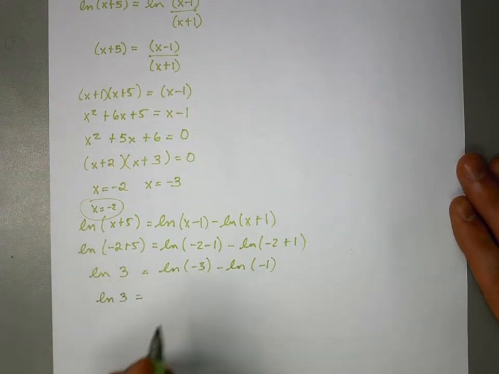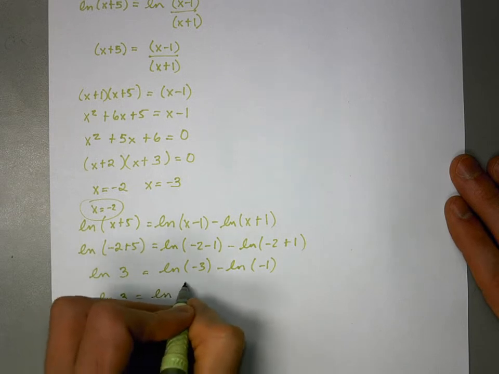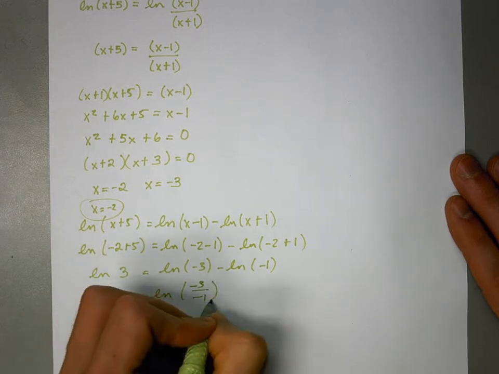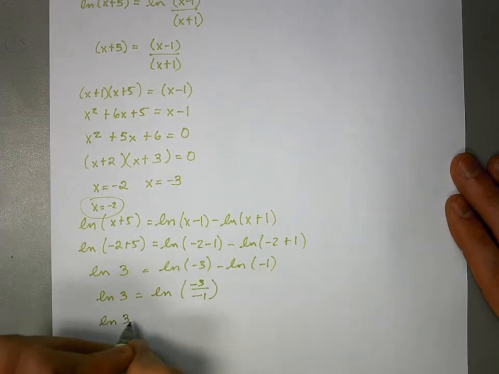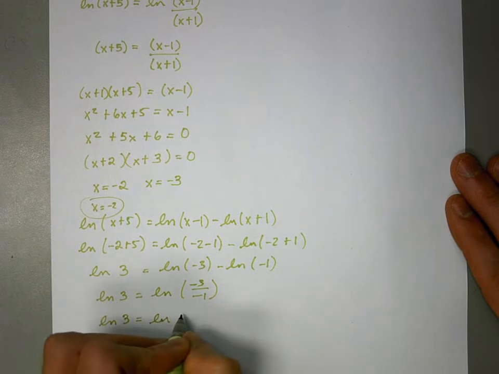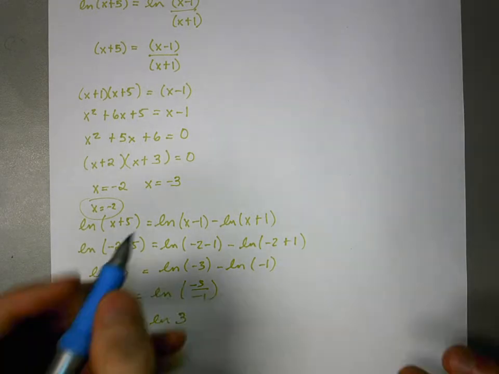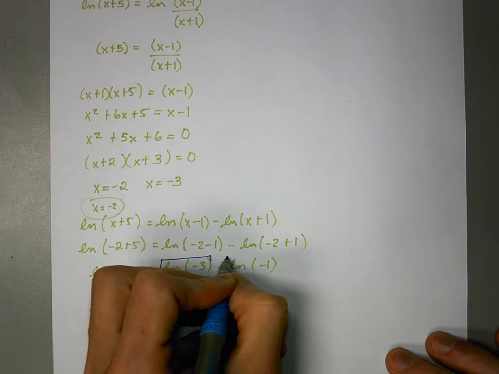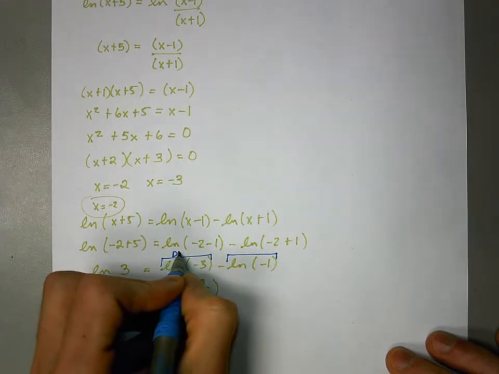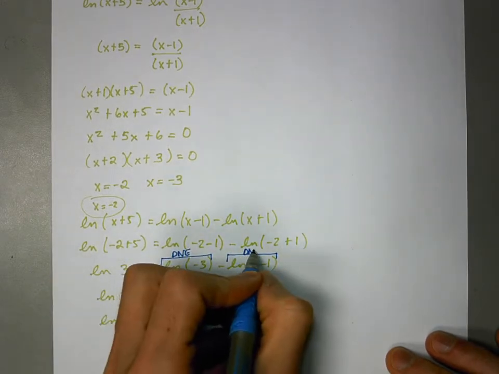I then say, hey, I can use my quotient property here. Ln of negative 3 over negative 1. And I can see that the ln of 3 is equal to the ln of 3. However, I've got one small issue. And the one small issue is this step right here. These two values actually do not exist.